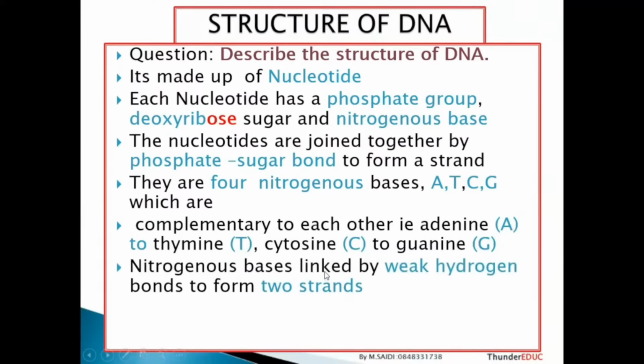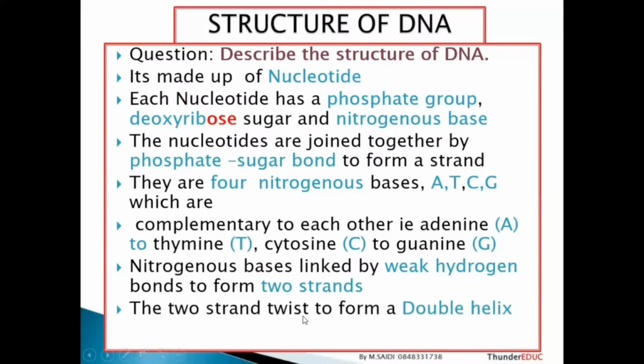The nitrogenous bases are linked together by weak hydrogen bonds to form two strands. So we saw that these are linked together to form two strands. If it is a double helix, it means there are two strands. The two strands coil or twist to form a double helix. So basically, that is how you are supposed to describe the structure of DNA, and then you get a mark.